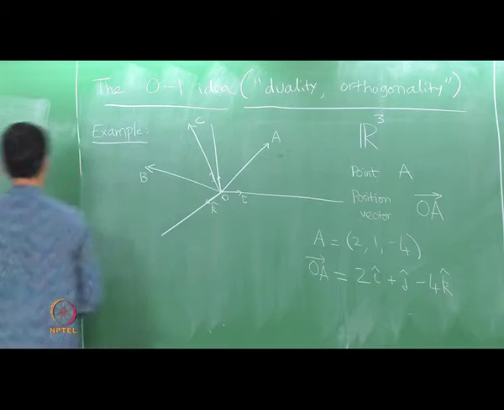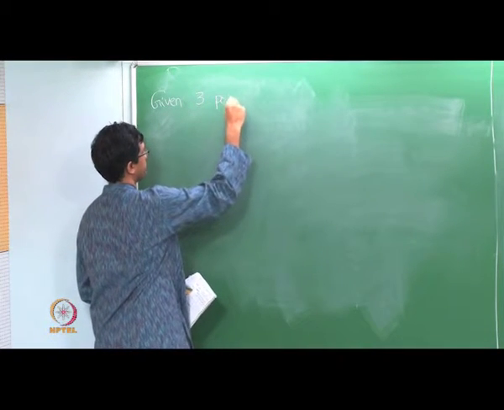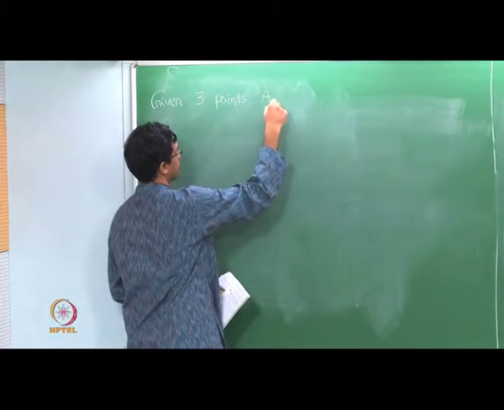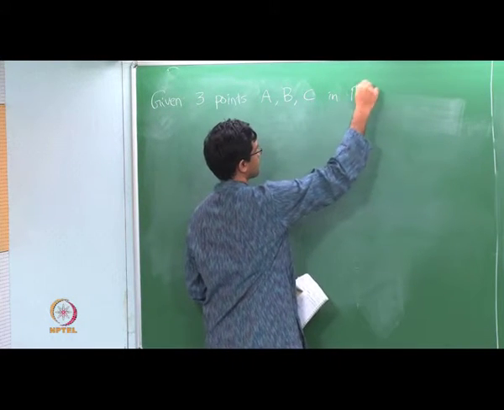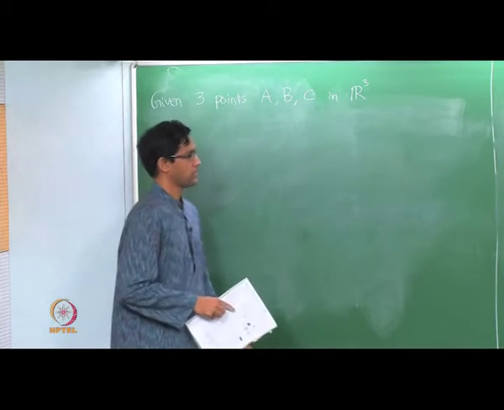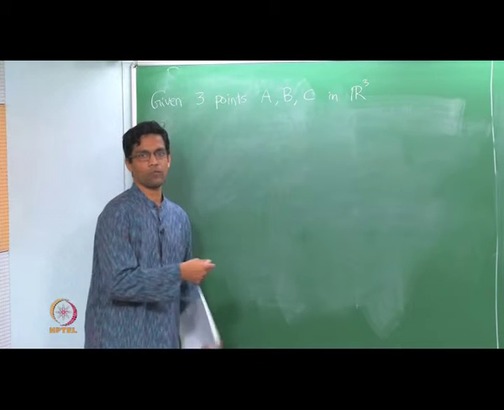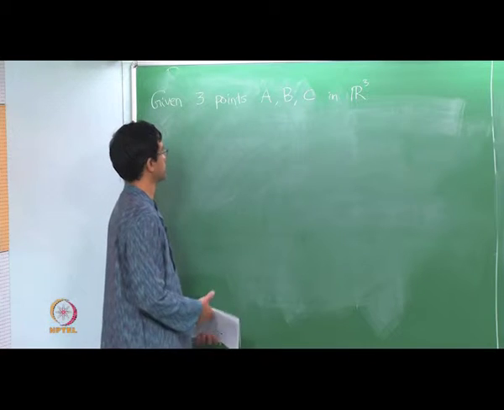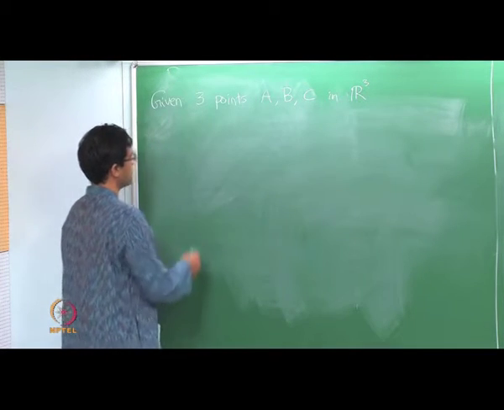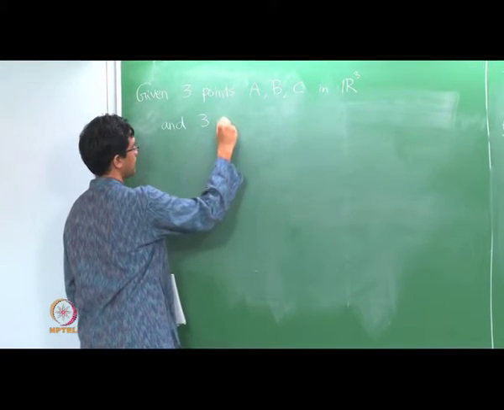So, what you are given are 3 points in R3. So, given 3 points in R3, and what else? Well, I might want some restrictions. I want them to be sufficiently independent in some sense, but let us not worry too much about these things right now. So, given 3 points in R3 and 3 real numbers.